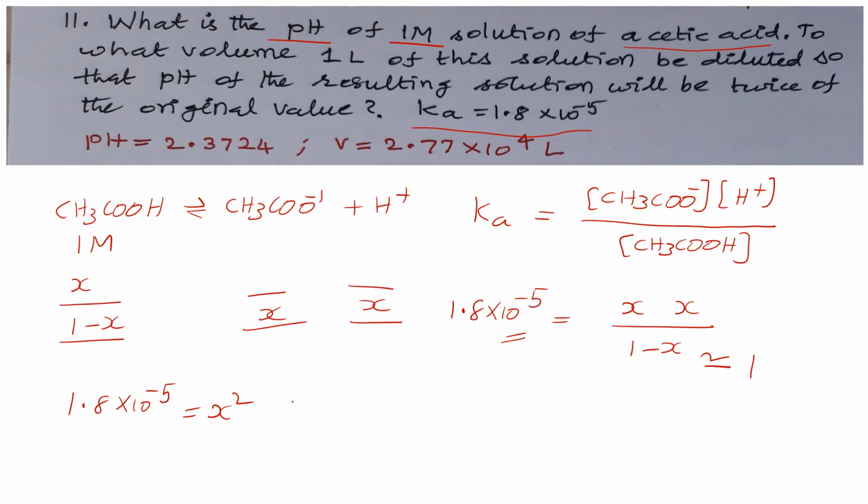Now we simplify this. We get X, which is the concentration of H plus, equal to 4.24 into 10 power minus 3. So we got the concentration of H plus. This value we substitute in the pH formula, and we get the pH as 2.3724. So we got the pH of the solution.